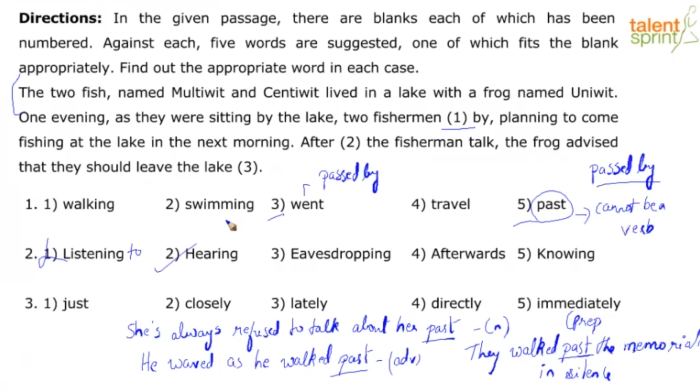So after hearing the fisherman talk, the frog advised that they should leave the lake. In the third blank, I can't say should leave the lake just. Should leave the lake closely, illogical. Should leave the lake lately, doesn't make sense. Should leave the lake directly, doesn't make sense. Should leave the lake immediately. Lavanya, it is went by. That's the answer. I'm saying 5 is not the right answer because it's not a verb. Like I can say passed by, for example, a black limousine passed by when she looked out the window. Went by, same meaning.